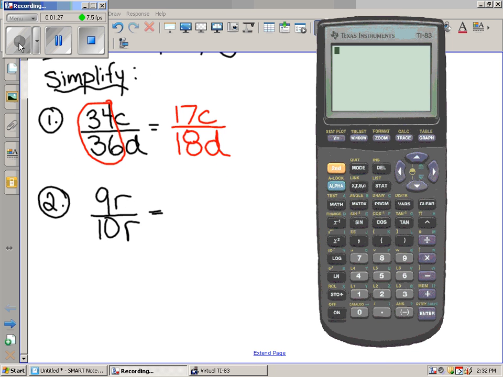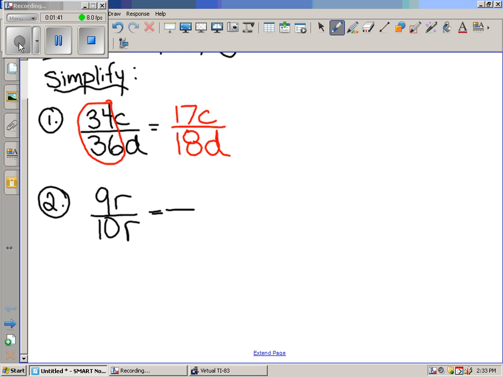Okay, so this is Kevin Darden. I'm going to do the problem 9r over 10r. And the answer is, wait, first you have to draw a line here in the middle, put 9 and an r over here, and 10 and an r over here. These two r's cancel out, and then the answer is 9 over 10 because 9 over 10 cannot reduce anything.